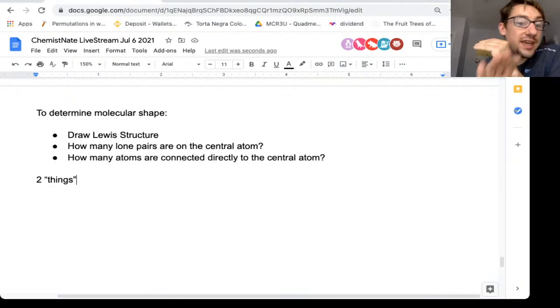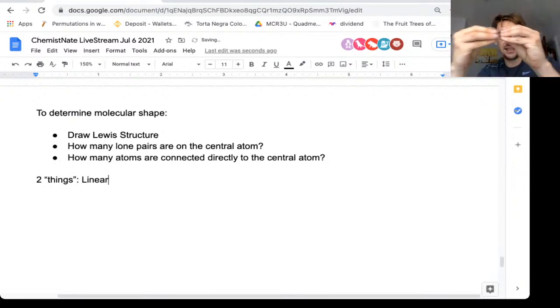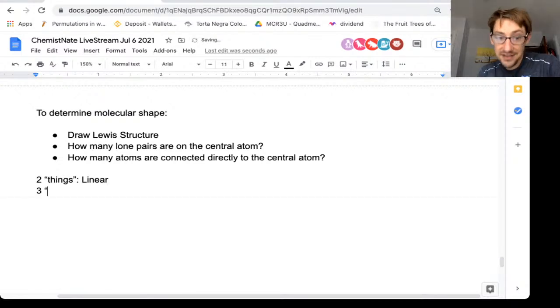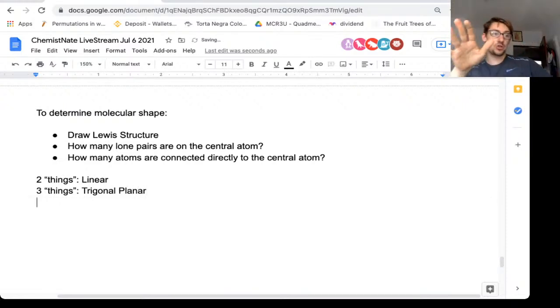When you have two things attached to the central atom, be they lone pairs or atoms, they will arrange themselves in a linear way. How far apart can two things get around a center? The answer is pointing in opposite directions, or linearly arranged. If you have three things around the center, those will be arranged in a trigonal planar manner.